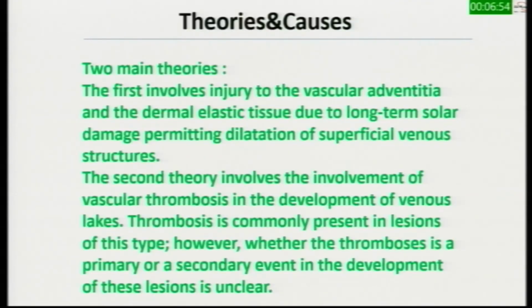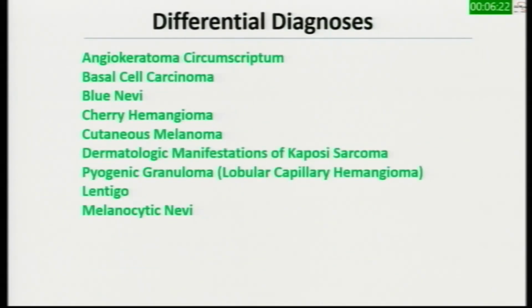What about theories and causes? This acquired lesion may be due to injury of the vascular adventitia and the dermal elastic tissue, due to long-term solar damage, permitting dilatation of superficial capillaries and venous structures. Second theory, involvement of vascular thrombosis in the development of venous lake. We don't know if this thrombosis is a precursor to the lesion or a sequela of the lesion. So it is present.